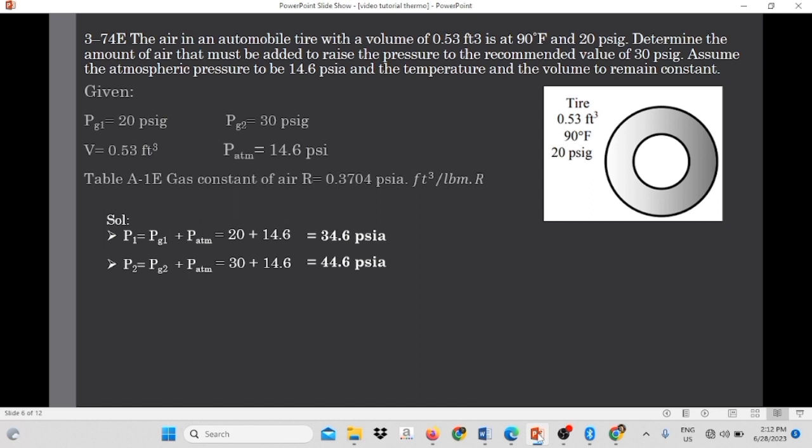After that, we're going to find the mass for pressure 1 and pressure 2. So our mass 1 is equal to 0.0900 pound and mass 2 is equal to 0.1160 pound. I'm going to show how we come up with these values.